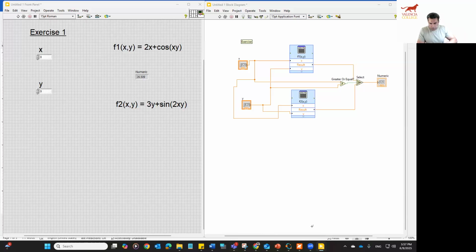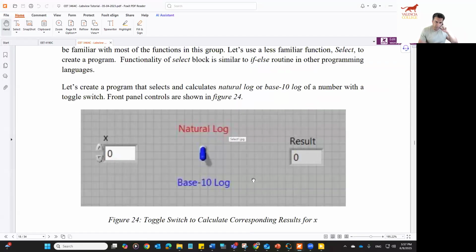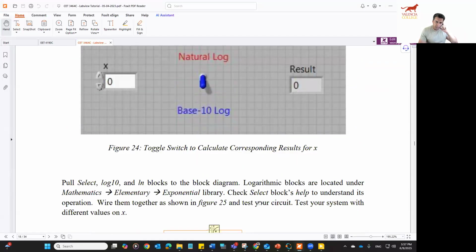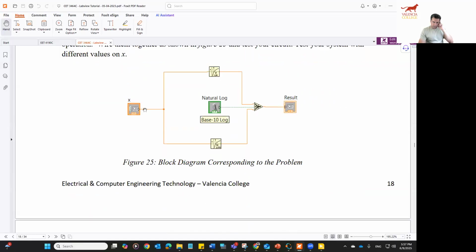Let me go to the tutorial and then see. Okay, so this is the same thing, the toggle switch and the select function that I discussed with you. In this case, I'm calculating the natural log or base 10 log of the value of x. So I used a select function. And if it is true, I calculate the natural log. If it is false, I calculate the base 10 log of the input x.